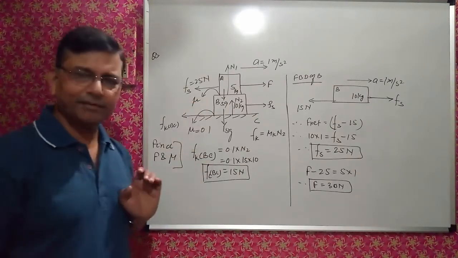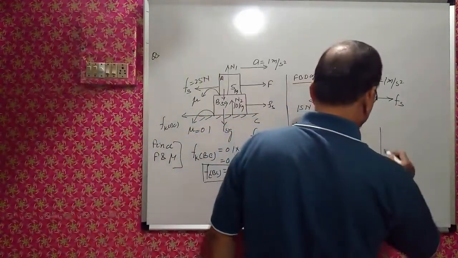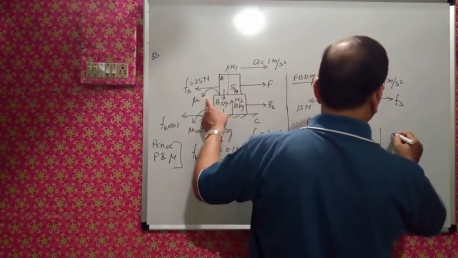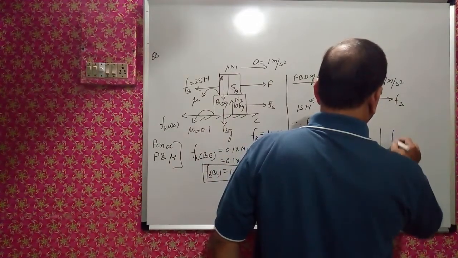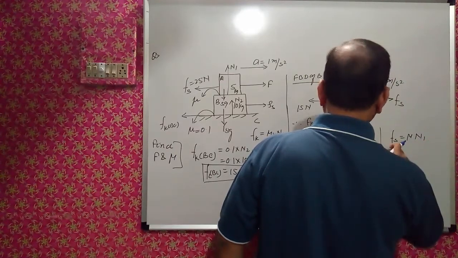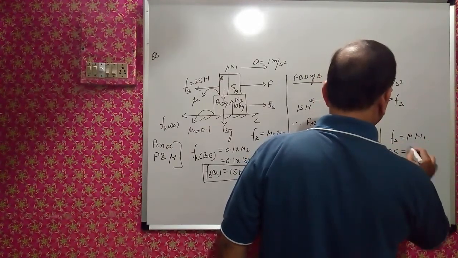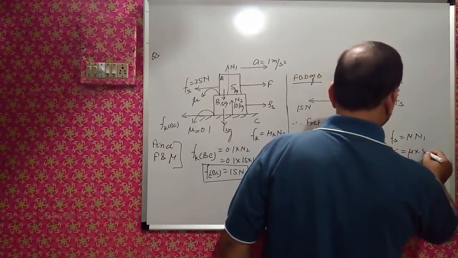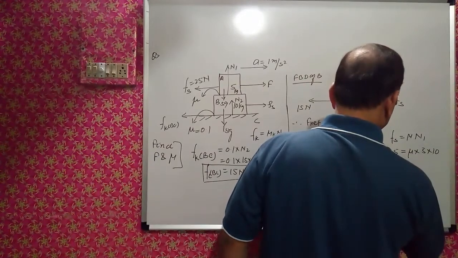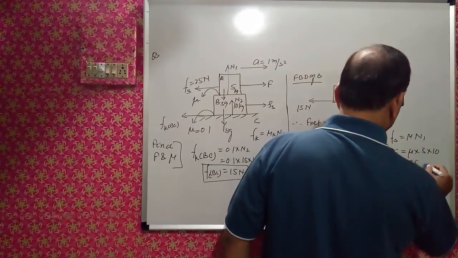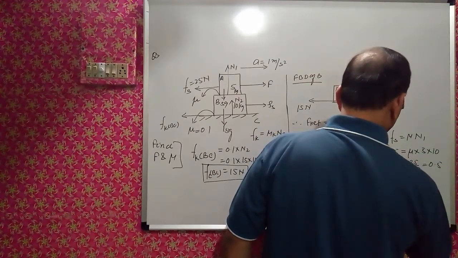तो मिनिमम कोएफिशिएंट ऑफ फ्रिक्शन निकालने के लिए Fs is equal to mu into N1. So Fs is how much? 25, that is mu, it is to be found out. N1 is 5 into 10. Therefore, mu is equal to 25 by 50, that is equal to 0.5. Therefore, mu is equal to 0.5.